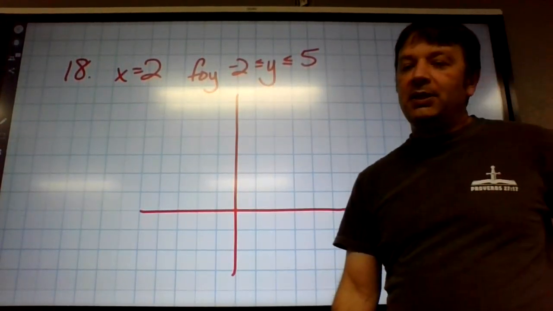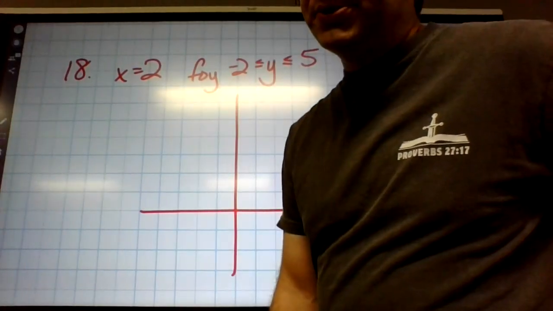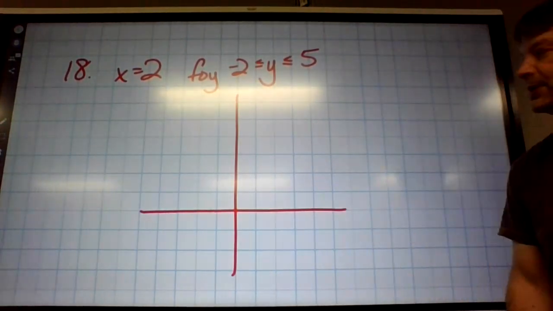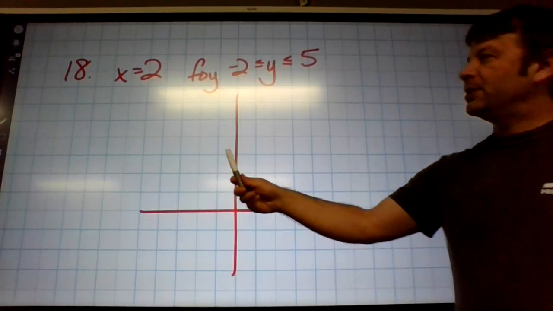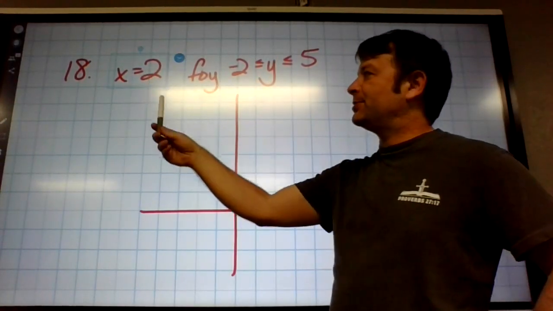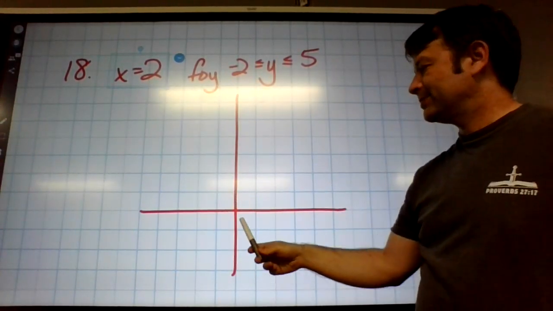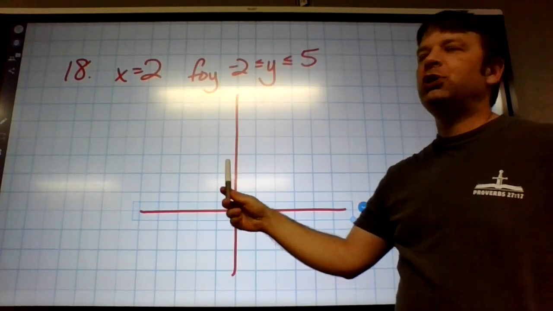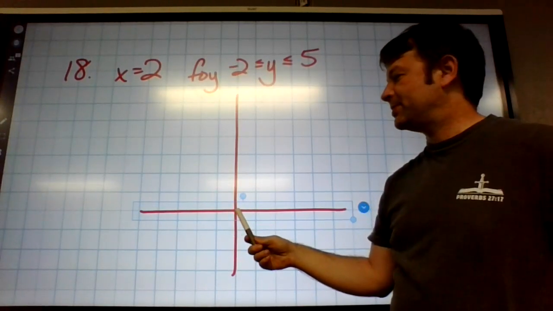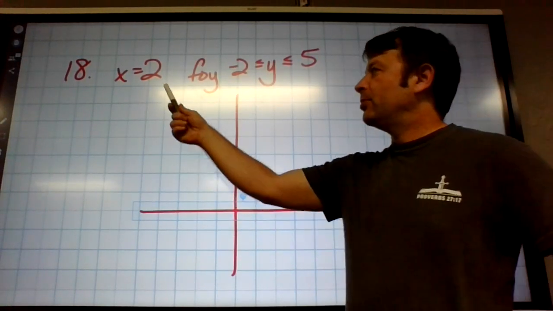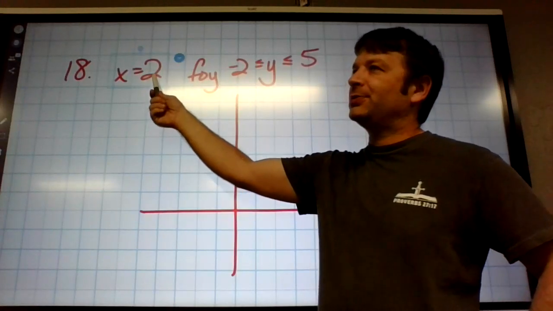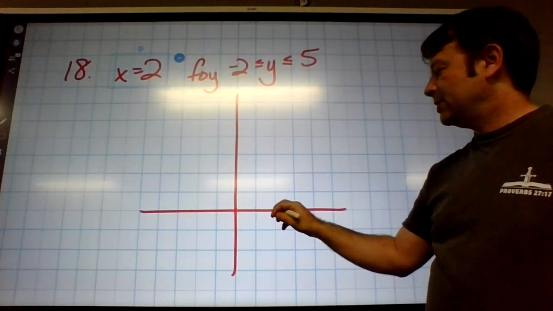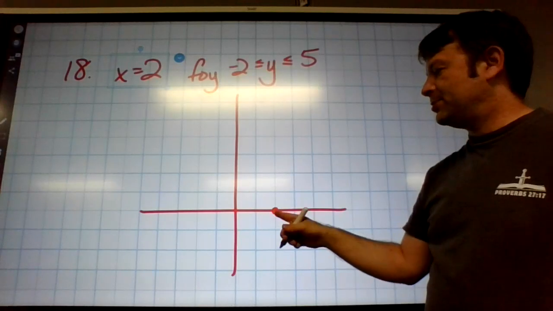Okay, 18 says x equals 2. This is kind of like number 10 where it said y equals 3. Where on the graph does x equal 2? This is my starting point. Where on the graph does x equal 2? Right 2. Okay, this point right here is 2, 0.